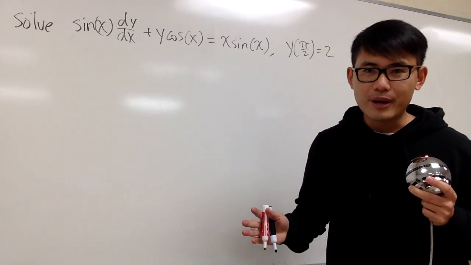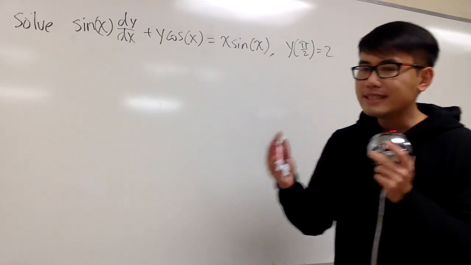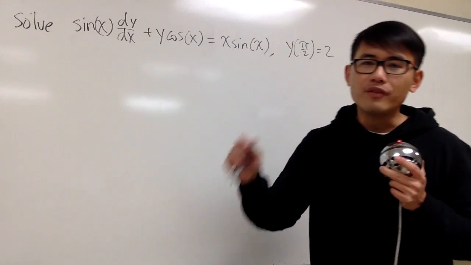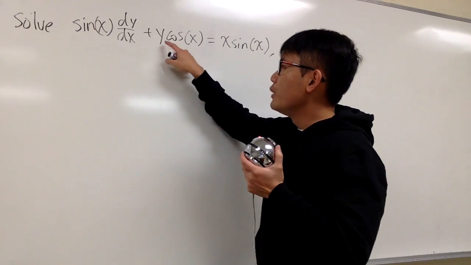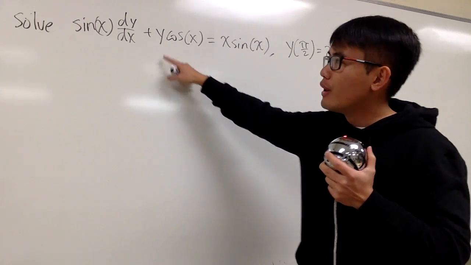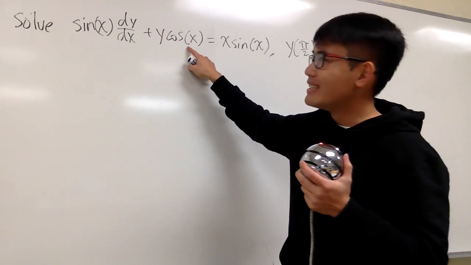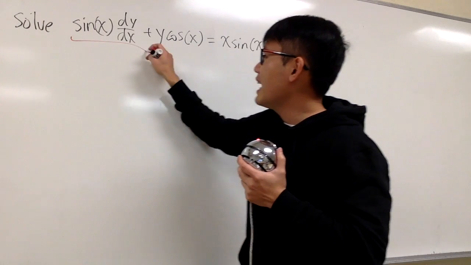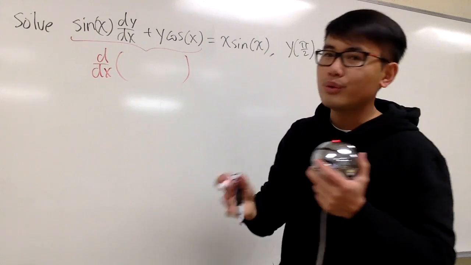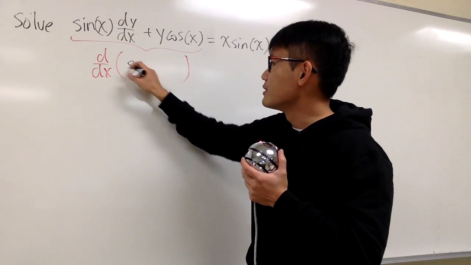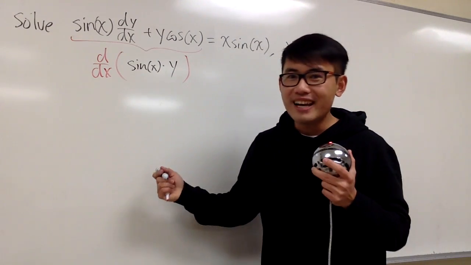Because here's the idea, okay? The strategy of solving a linear differential equation is to force one side to be the derivative of a product of two functions. We have the dy/dx here, we have the y here. And you see, we have sine x and cosine x. In fact, the left-hand side is already the derivative of two functions, and those two functions are just sine of x times y. You can double check.